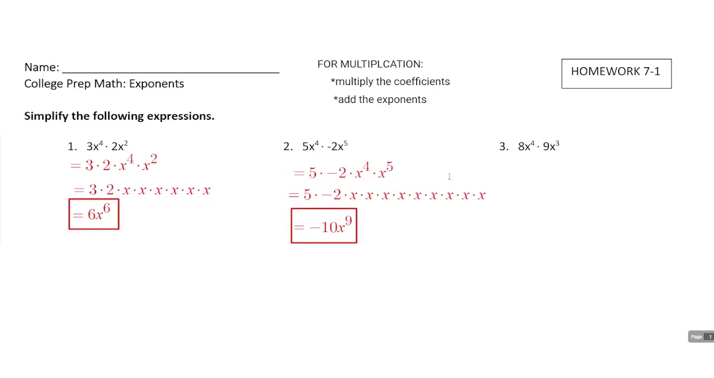For number 3, we've got 8 times 9, so I'm going to group those up front and then multiply that by x to the fourth. All I'm doing here is regrouping the terms, and then x cubed. So we're just multiplying each one of these factors. Now we'll do the expansion. So we've got 8 times 9 times 4 x's, and then times 3 more x's. So this is a total of 7 x's. 9 times 8, 72. So I get 72x to the 7th.